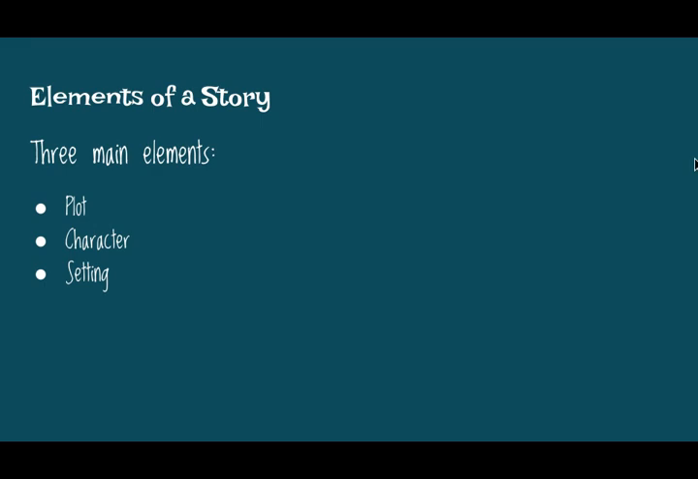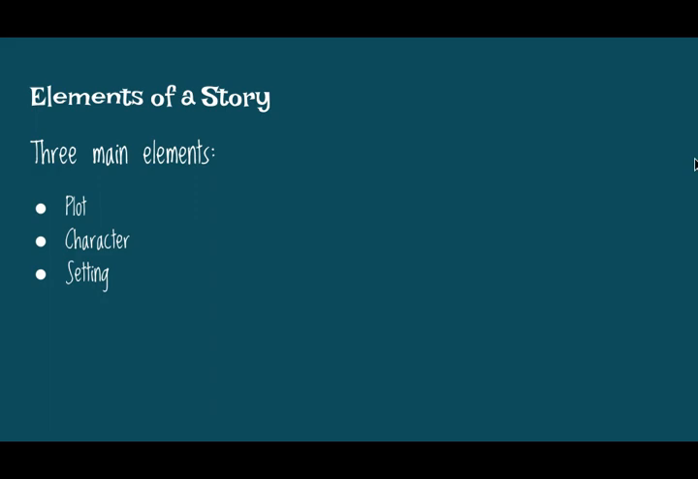So, many elements make up a story. The three main elements are plot, character, and setting. The plot is the series of events in a story. The characters are the people or animals in a story. And setting is the location and time in which a story takes place.